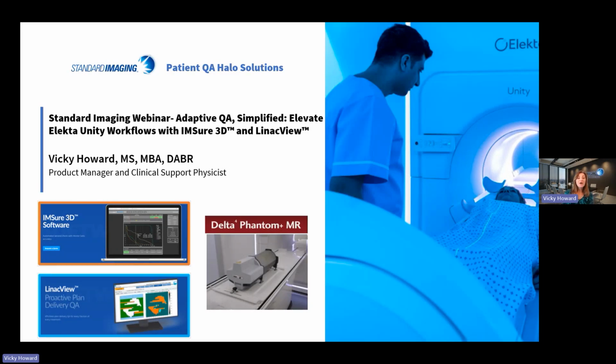I'm going to be talking about adaptive QA simplified and how you can elevate your Elekta Unity workflows with two of our patient QA Halo solutions, IMSure 3D and LinacView. And we also offer the Delta 4 MR Phantom that can be used in that workflow as well.